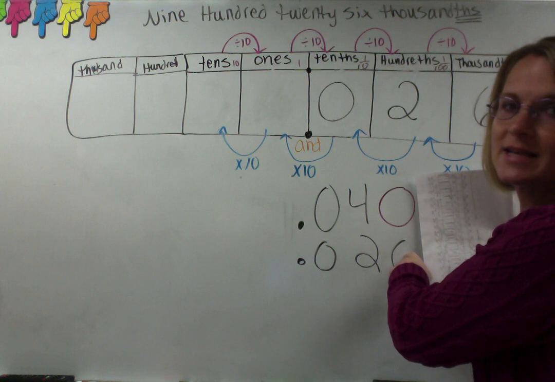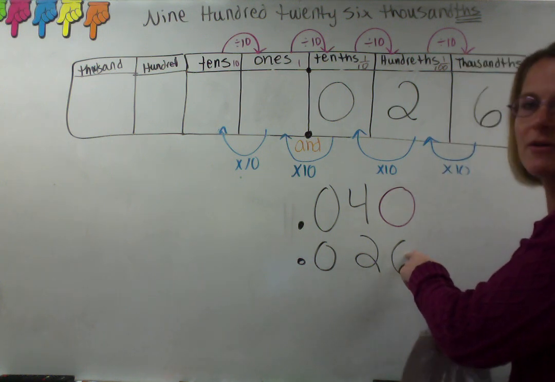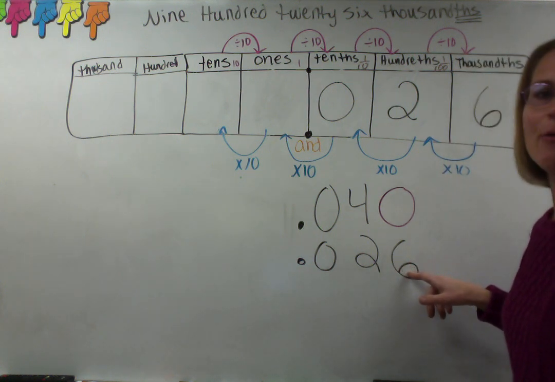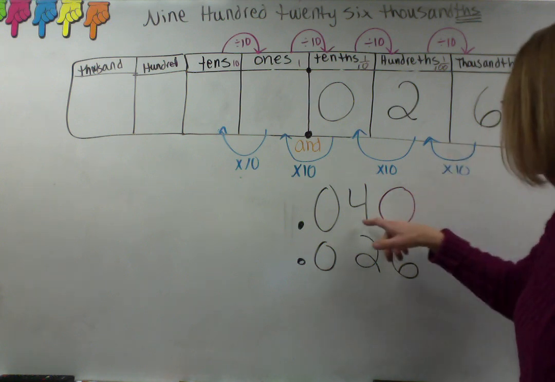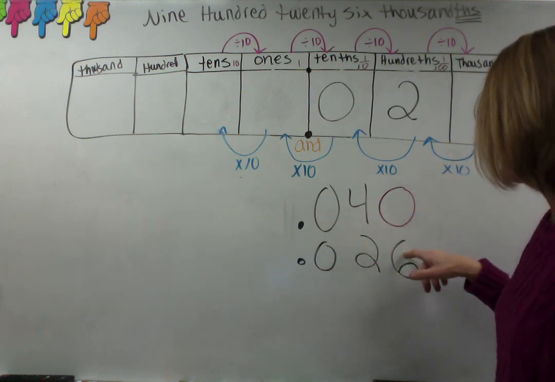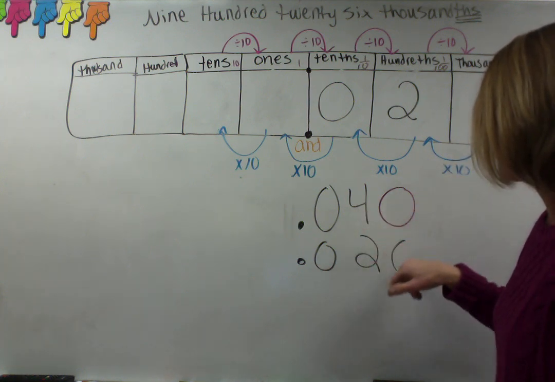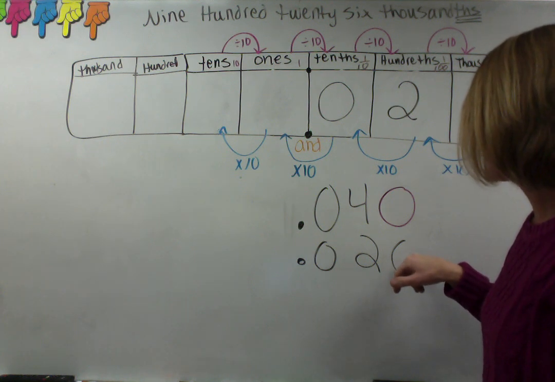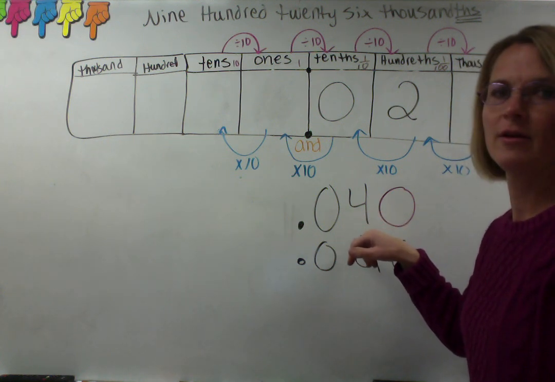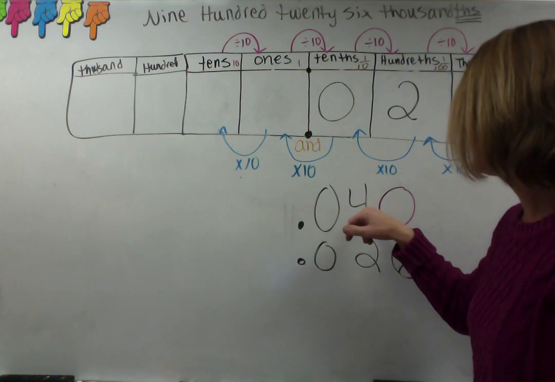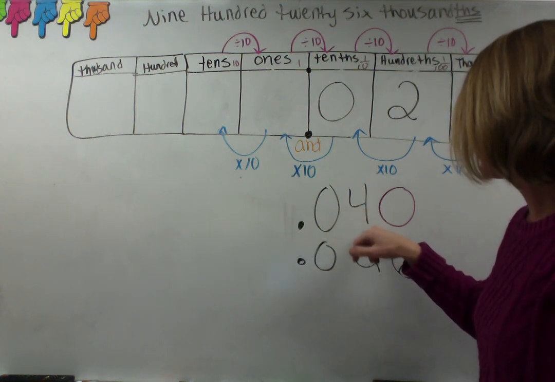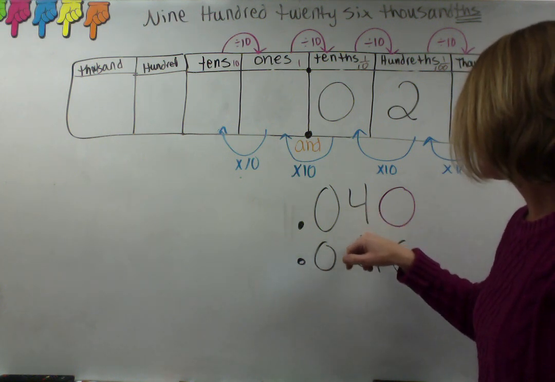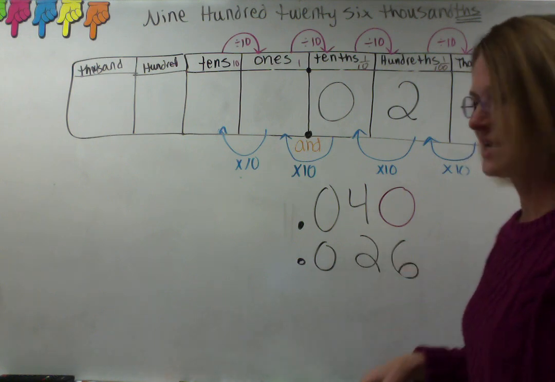This number here does not matter when you're comparing them because it's 6 thousandths, and thousandths are smaller than tenths. So even though this number has 6 extra thousandths, those 6 thousandths will not make a tenth. So 4 tenths is still bigger, or 4 hundredths, I'm sorry, 4 hundredths is still bigger than 26 thousandths.